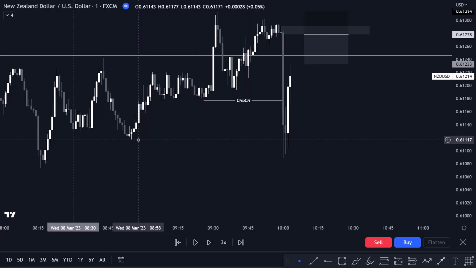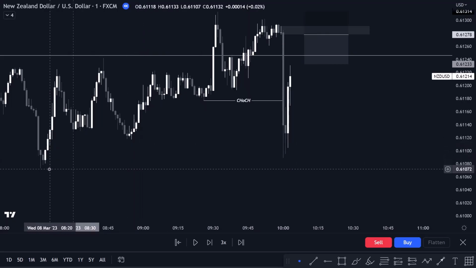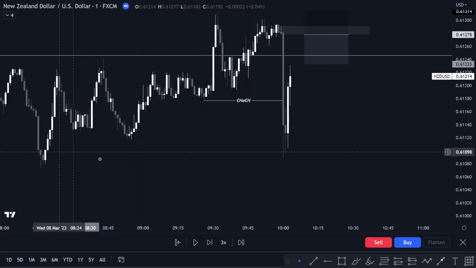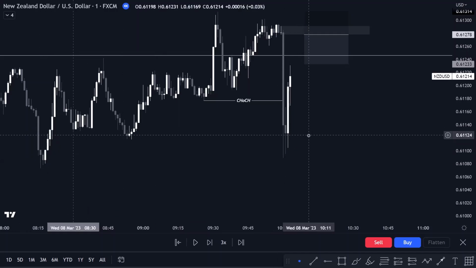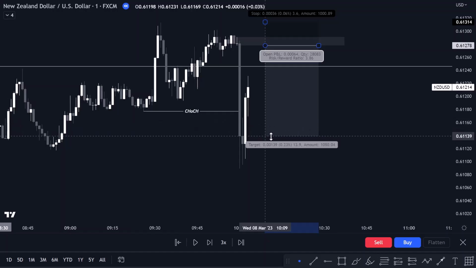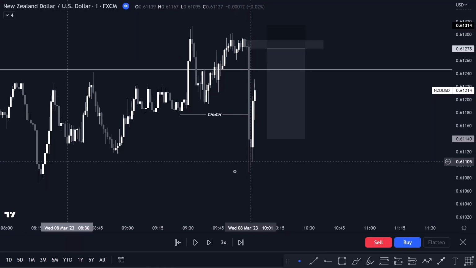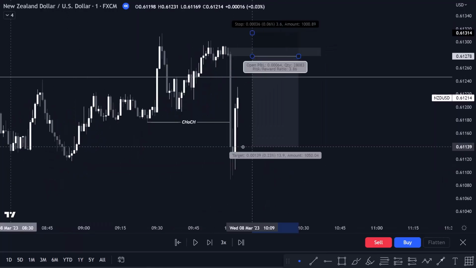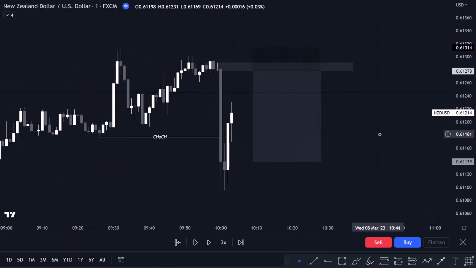since price took this liquidity, doesn't take this one, but price reacts from this order block. So this is, for me now, a valid order block. So I'll just go until here. I don't think price will go immediately to take this low. This is 3.86 to 1, which is good.